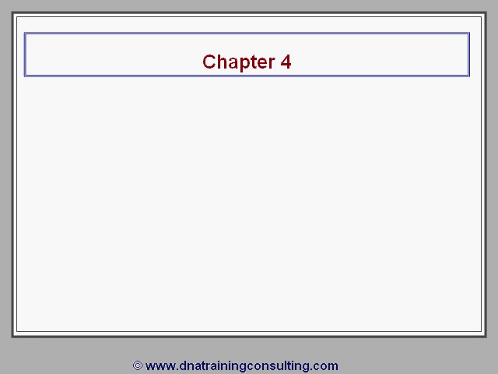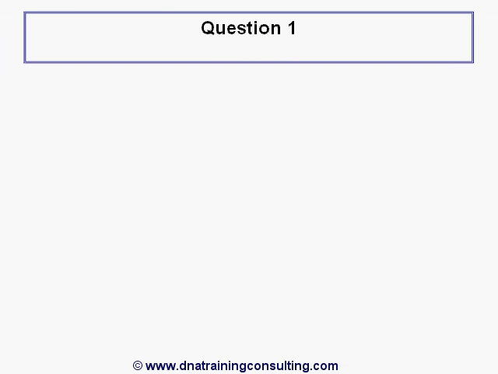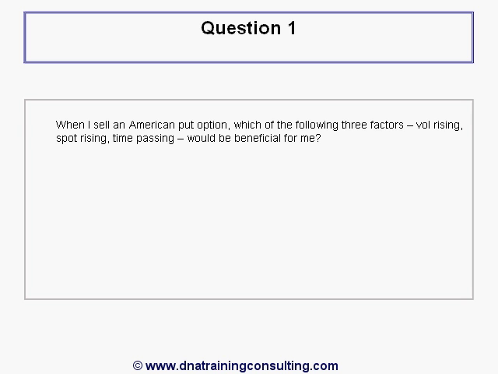We begin Chapter 4, our final chapter, which contains 6 quiz questions to test your understanding of these materials. Question 1. When I sell an American put option, which of the following 3 factors, vol rising, spot rising, time passing, would be beneficial for me? Here are the 4 possible answers.